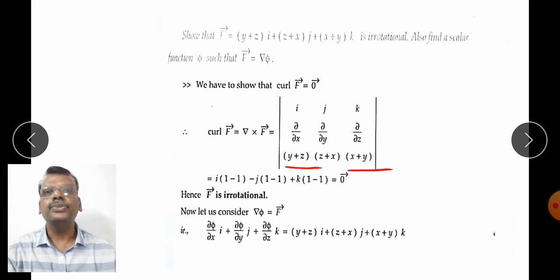Therefore, i into 0 plus j into 0 plus k into 0 is equal to 0 bar. Therefore, curl f bar is equal to 0. Therefore, f bar is irrotational.